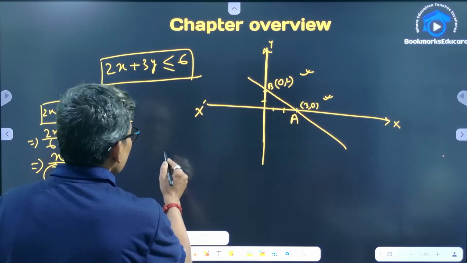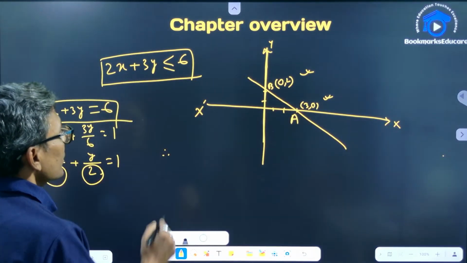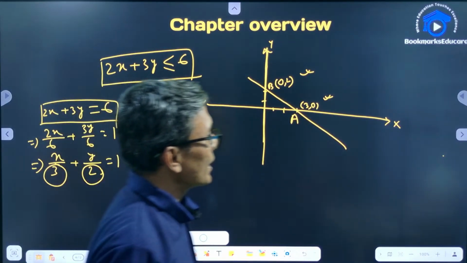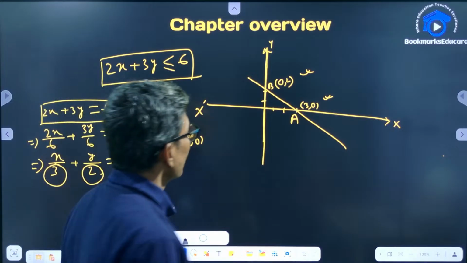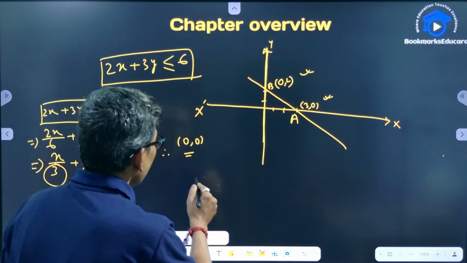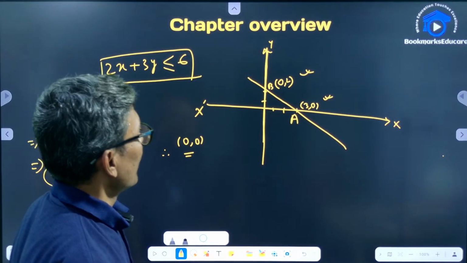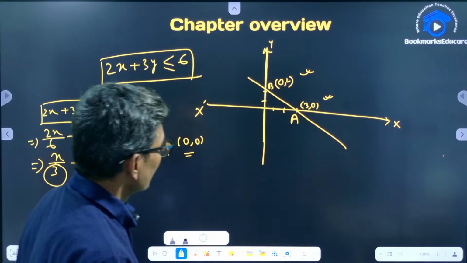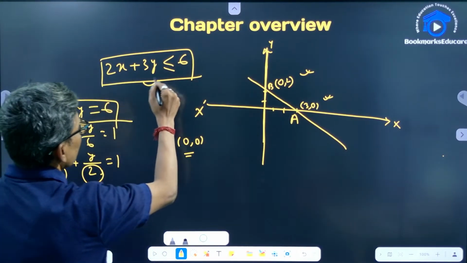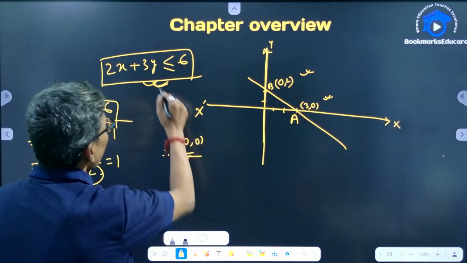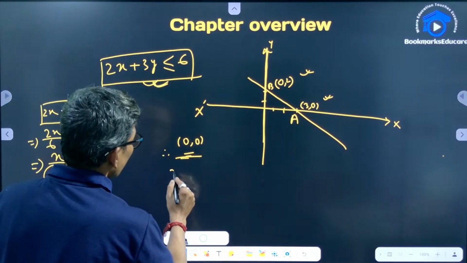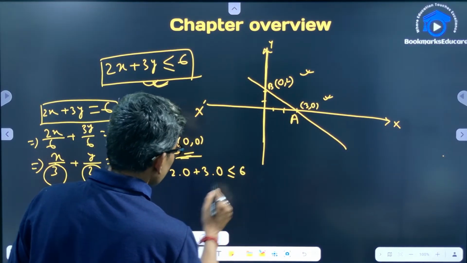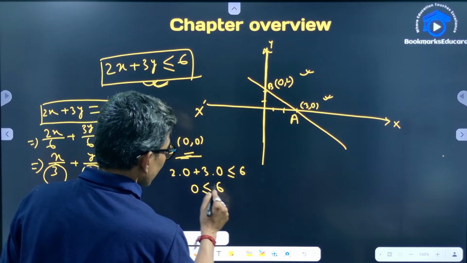So suppose take (0, 0), meaning the origin, the easiest choice of test point. This test point must be put in the original inequation. So 2 into 0 plus 3 into 0 less than or equal to 6. So 0 less than or equal to 6.